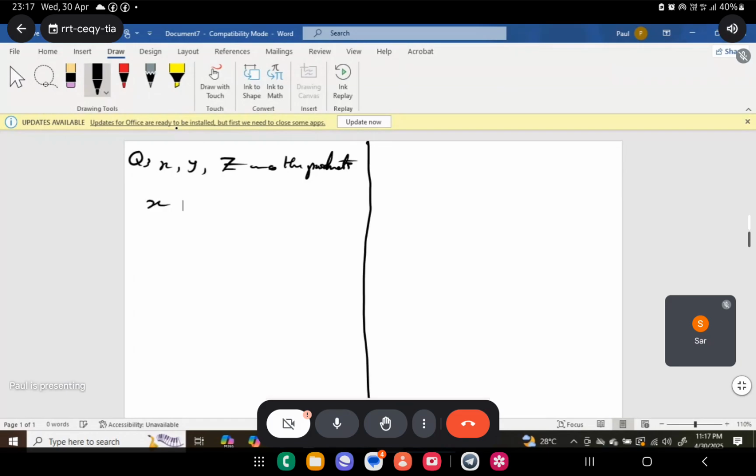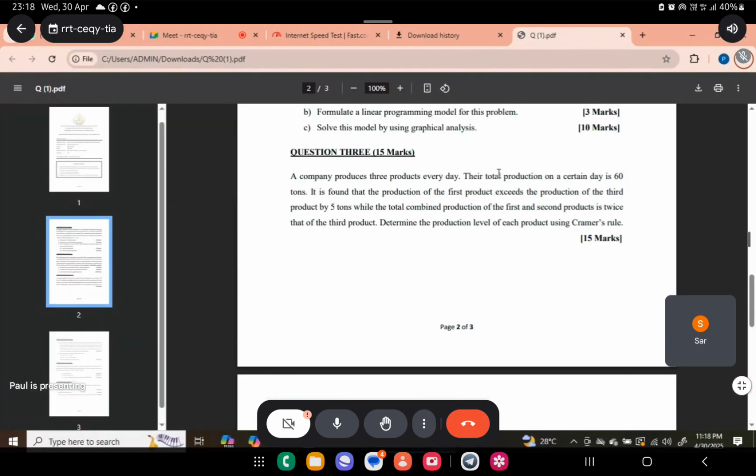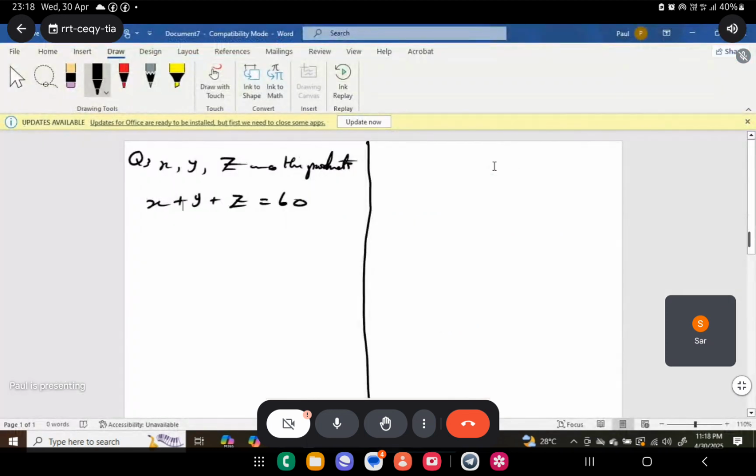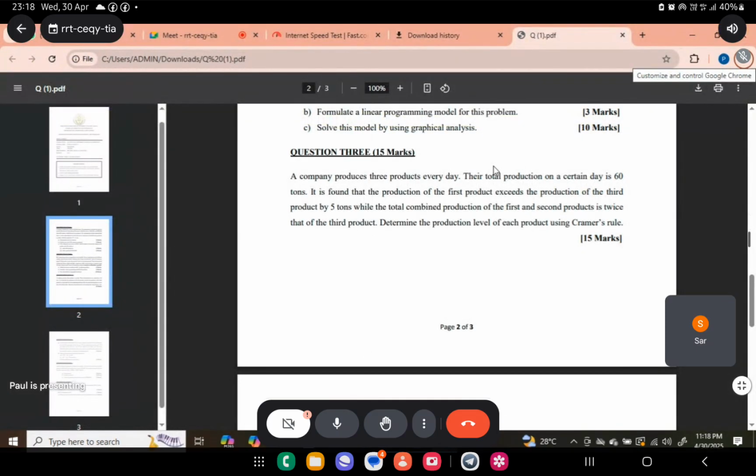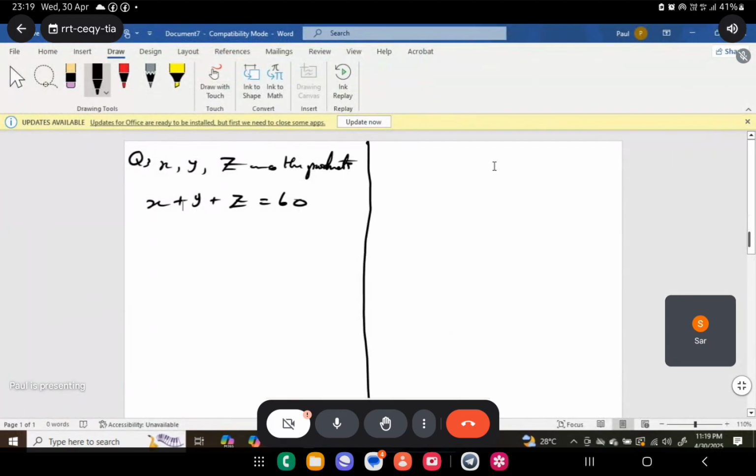Now, the total production on a particular day is 60. The question says that the total production on a certain day is 60 tons. So it means that when we add all the products we produce on that day, we will get 60. You understand? Good.